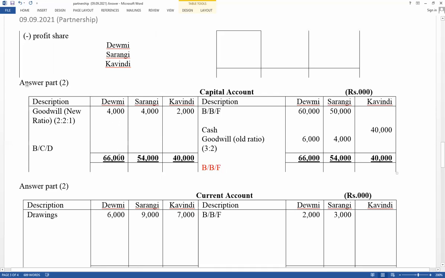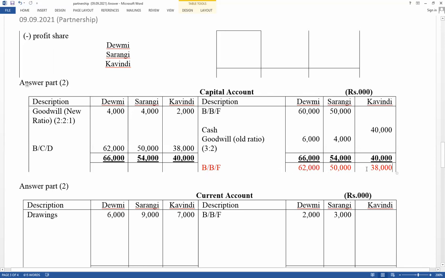Therefore, 66,000 minus 4,000 equals 62,000. 54,000 minus 4,000 equals 50,000. And 40,000 minus 2,000 equals 38,000. Take those values as the balance brought forward on the credit side. Think how to adjust the admission of the new partner. Cash brought by the new partner should be recorded, as well as goodwill of the partnership should be adjusted. Cash brought by the new partner affects the cash account also. Therefore, this is the closing balance of capital accounts.